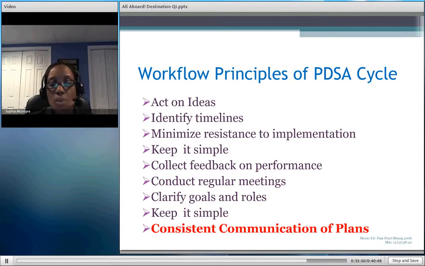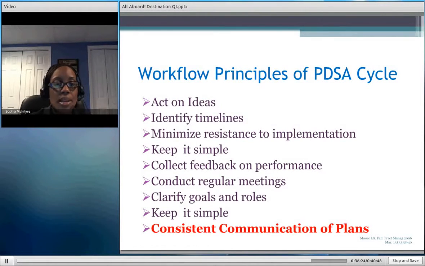And as you're going through this process, you want to collect feedback on your performance. How am I doing? Is this working for you as the patient? Is it working for your team members? Are you tasking them to do things that are beyond their scope of practice or beyond their level of training? You want to be able to conduct regular meetings so you can provide and obtain that feedback on the performance. This regular meeting may be weekly, it may be daily, or maybe monthly, depending on the extent of your PDSA.